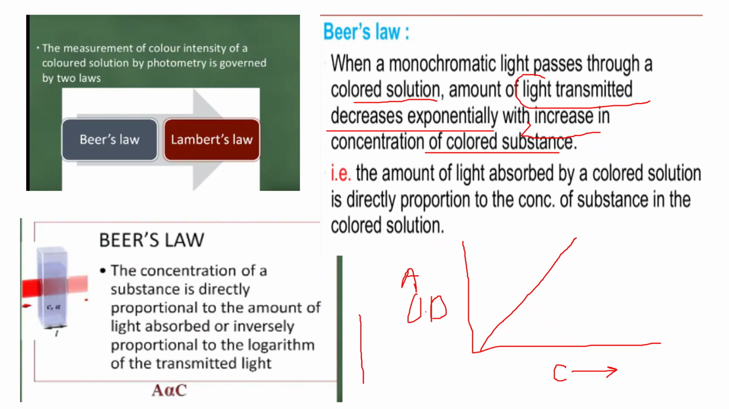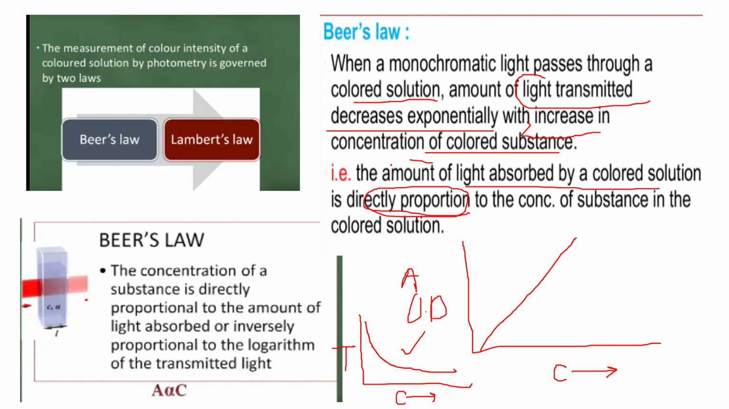Okay. Beer is also stating that when the concentration of the substance is increasing, the amount of transmitted light decreases exponentially like this. So you will get a curved graph. That is the statement given by Beer. In another way, you can say that the amount of light absorbed by a colored solution is directly proportional to the concentration of the substance in the colored solution, right?